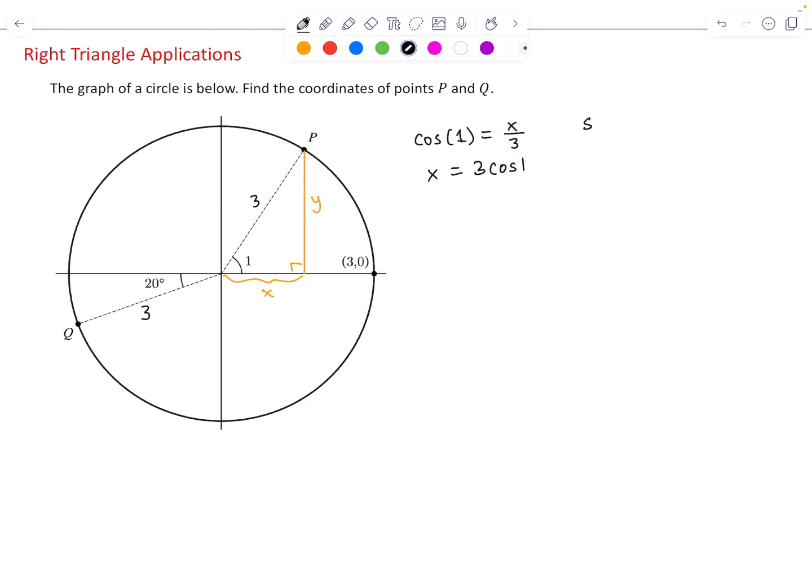Similarly, we know that the sine of the angle is equal to the opposite, which is y, divided by the hypotenuse 3. And solving for y, we get y is equal to 3 sine 1.